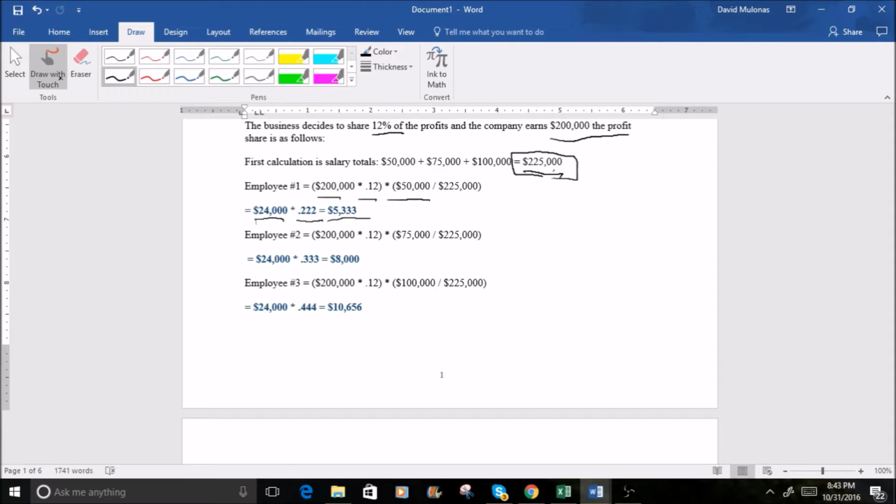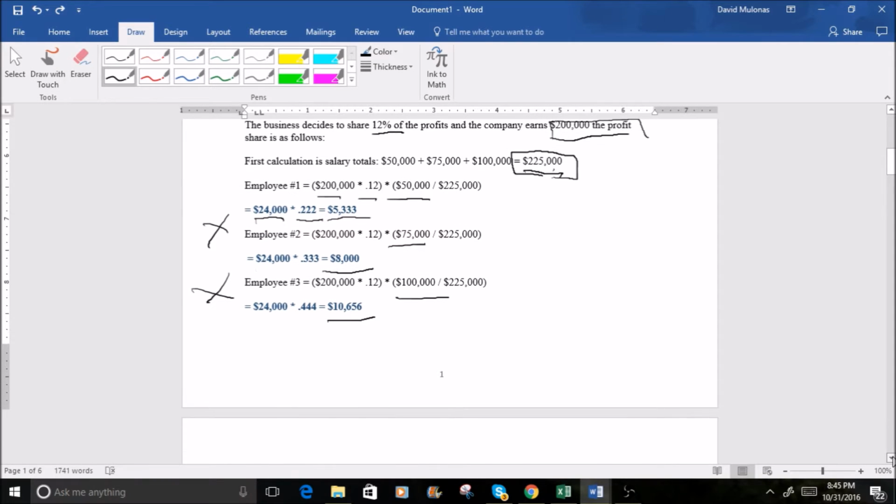And now you can see for employee 2 and 3, it's going to be higher because like anything else, when you make more, you're going to earn more when it comes down to bonuses of this type and in companies generally speaking. So if you run the numbers again at the $75,000 salary and the $100,000 salary, you can see that employee number 2 would get $8 grand, and employee 3 would get $10,656.